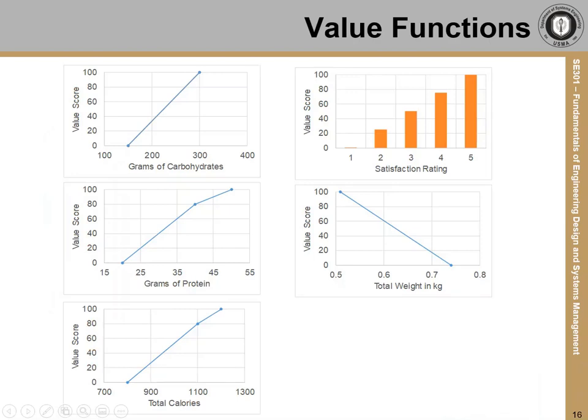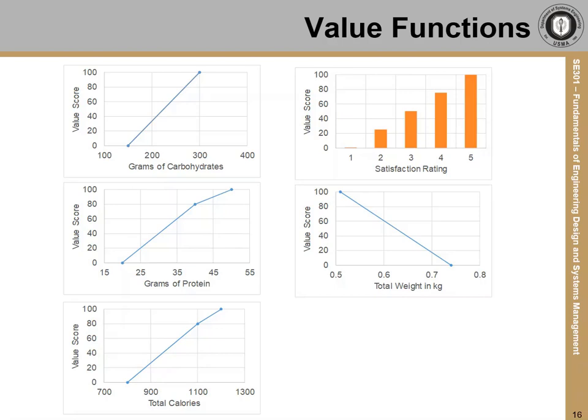Here you can see the value functions for each of the value measures. There are several things to notice about the functions. First, the value function for satisfaction rating is a discrete function rather than a continuous function. That is, it only has values for the possible ratings that soldiers can give the meal. You'll find a mix of discrete and continuous value measures in practice.